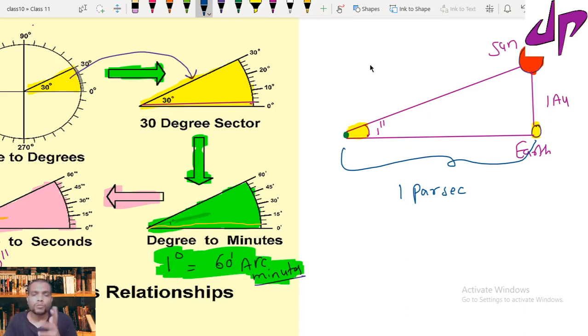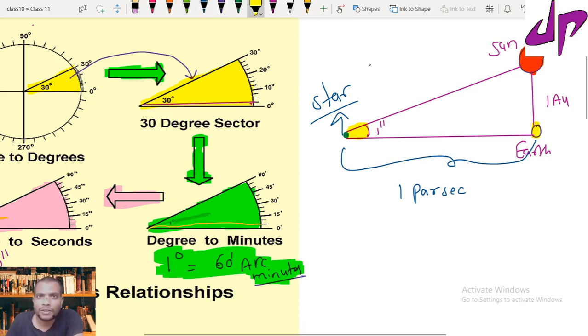Now suppose this object, let me take it as a star. So this star makes an angle of 1 second. So that angle of 1 second is a parallactic angle. So now the distance from the earth to that star, this we define as 1 parsec.